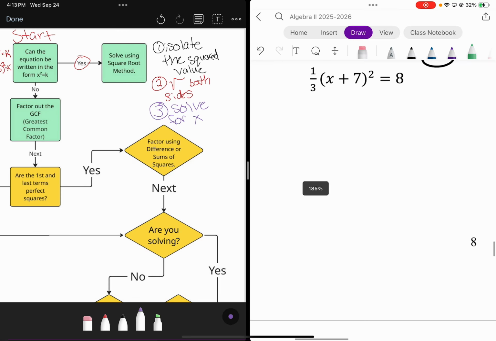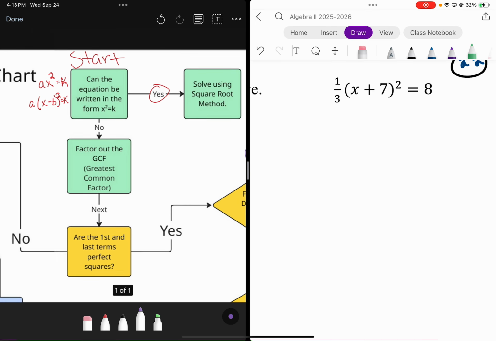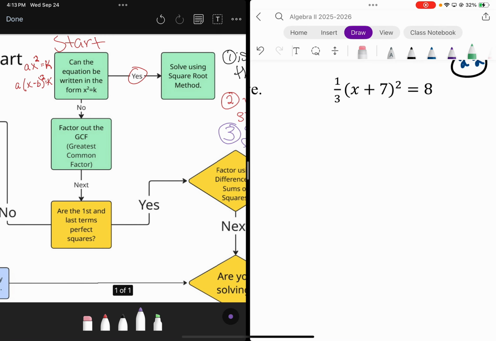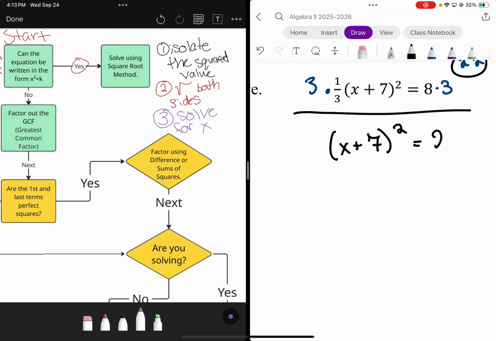Okay. Our next one, we have 1/3 times (x plus 7) squared equals 8. So this one, if we look at our flow chart, can be written with that parentheses squared equals a constant. So we want to get rid of this 1/3 in front. We're going to start by isolating that squared term, multiplying both sides by 3. That will bring us to (x plus 7) squared equals 24.